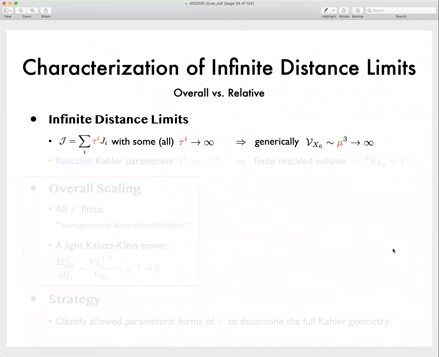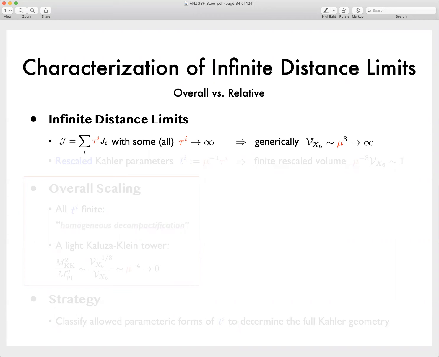Now, we'd like to classify the kind of physics that can happen at infinite distance in this moduli space. That is, in the space of these tau parameters. To this end, we will first classify the geometry at infinite distance in which one or more of these tau parameters are taken to infinity. Then generically, the X6 volume would also diverge because it's essentially the cube of the taus.